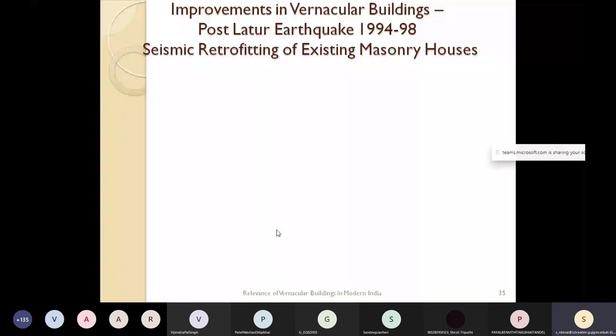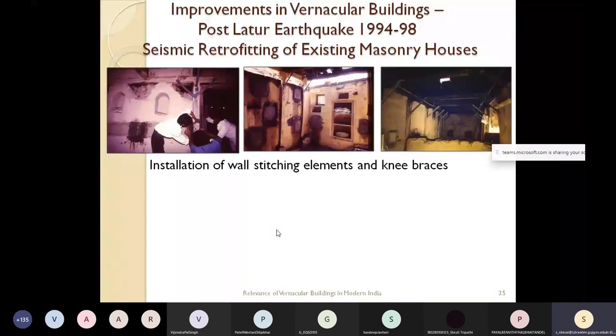In Latur also, although something like 30,000 houses had collapsed, there must be at least a few lakh houses in that whole region, the whole Marathwada and adjacent Karnataka and Andhra, where houses of random rubble masonry with a heavy mud timber roof are there. They're all of the same system and very, very vulnerable. So we also took up retrofitting, improving the traditional building system so that it becomes safer.